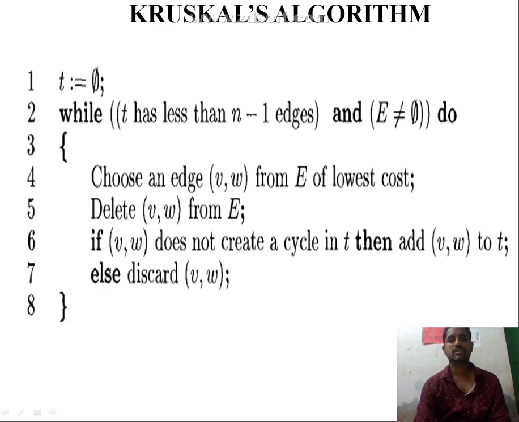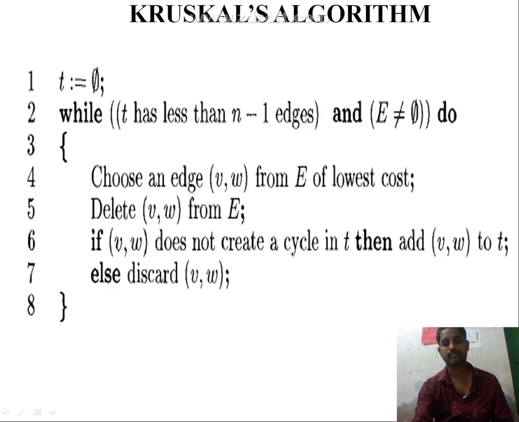And now we go to Kruskal's algorithm. In Kruskal's algorithm, initially you assign T equal to empty, then while T has less than n minus 1 edges and E is not empty, choose an edge (v, w) from E of lowest cost and delete (v, w) from E. If (v, w) does not create a cycle in T, then add (v, w) to T, else discard (v, w). Whenever it creates a cycle, the lowest cost edge will be discarded.